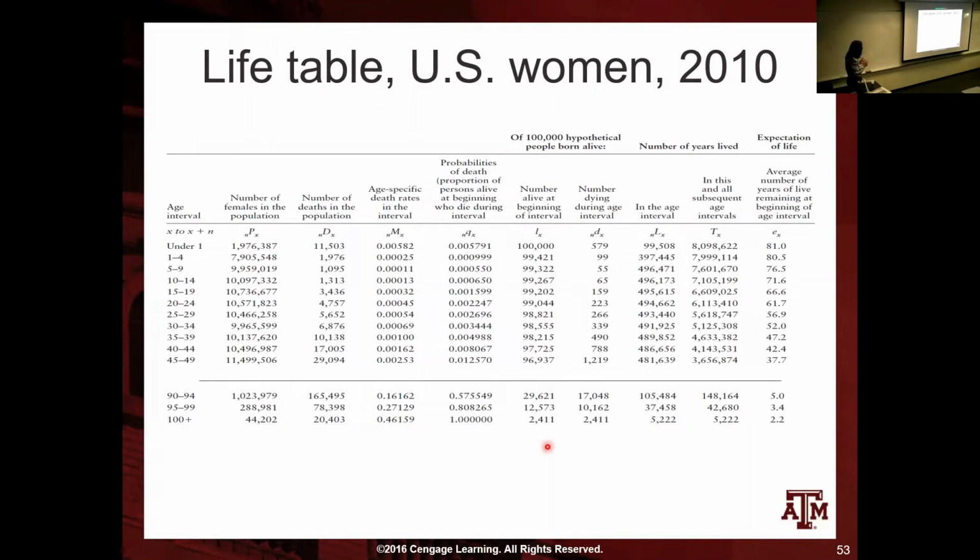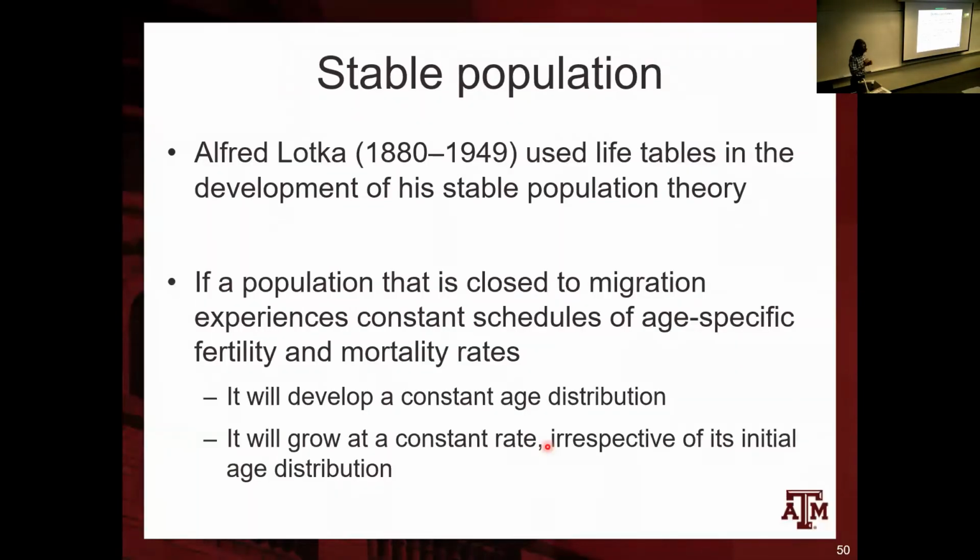For example, this is another life table here. Just going back to the stable population theory. The stable population theory said, if I have constant age-specific fertility rates and mortality rates, my population will have a stable age composition. It doesn't change so much the number of people in each one of the age groups, but the population can grow or can decrease at a constant rate. So it can grow, positive rate, or can decrease, negative rate, but at a constant rate.